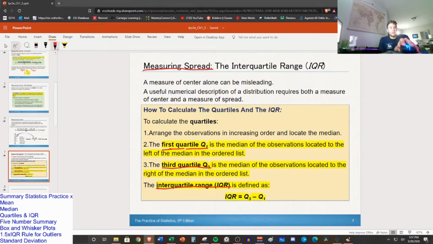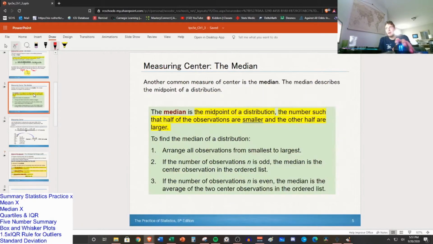Okay, and I'm not keeping track of what we've done. So we've got mean, got median. Okay, now we're over the quartiles and IQR. So let's discuss what these are. Before we do that, let's actually pop back to our median.